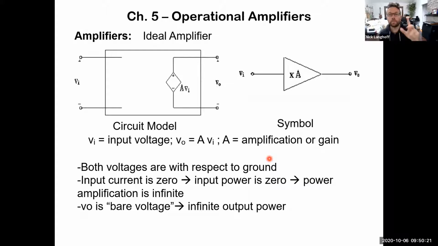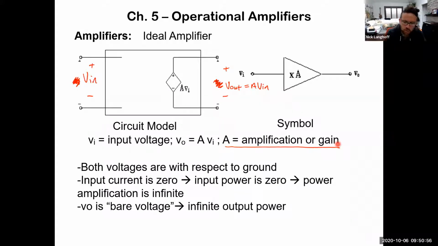This is a two-port system, which has an input port where a voltage Vin can be applied, and an output port, Vout. I'm going to erase this little VI right there because you can't really see it very well. What it does is the output port produces a voltage that is A times the input voltage Vin, where A is the amplification, or what we refer to as gain.